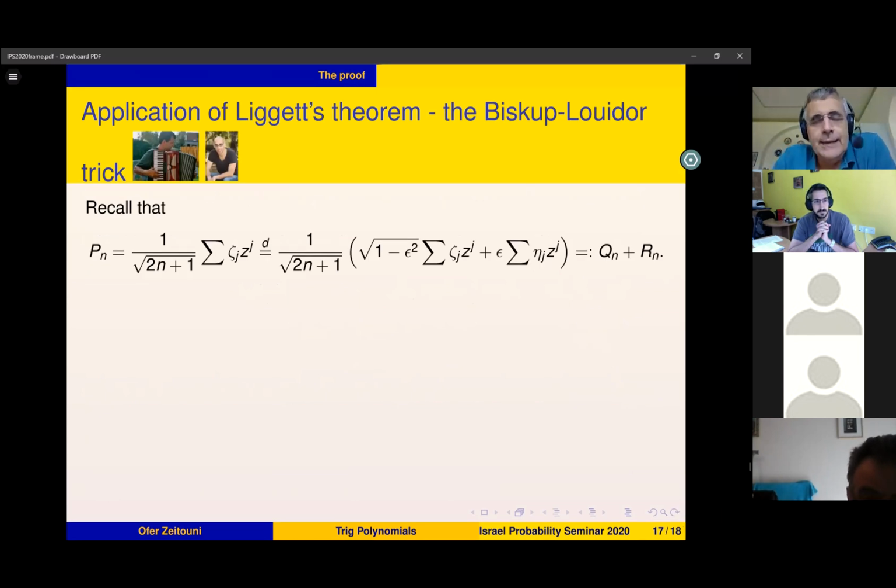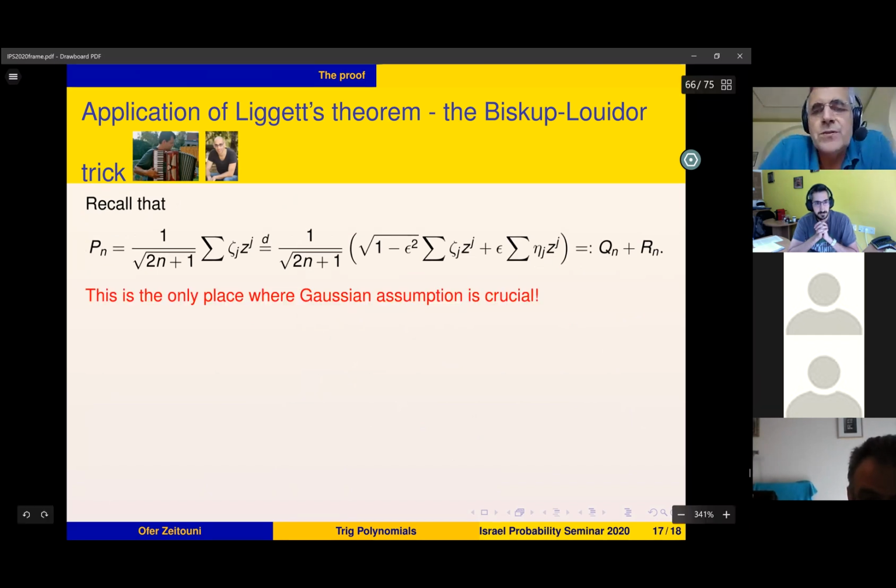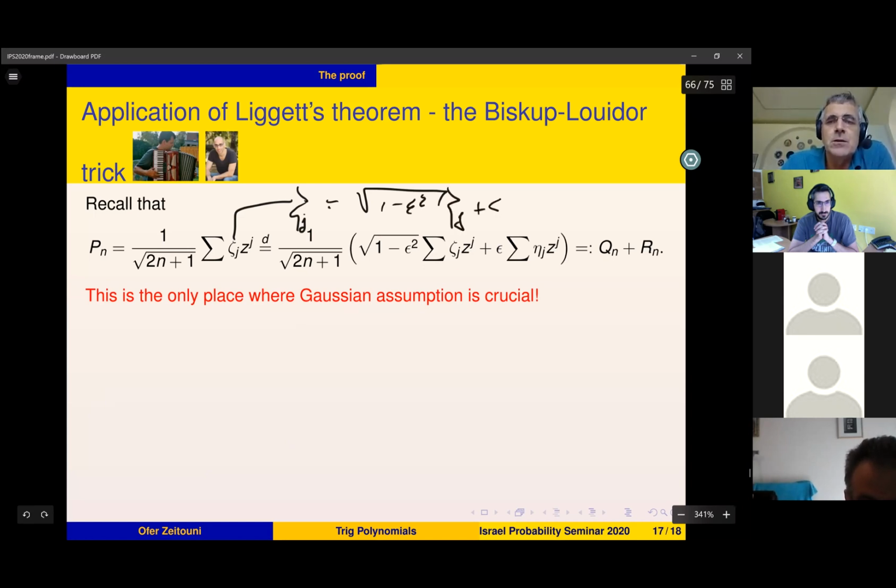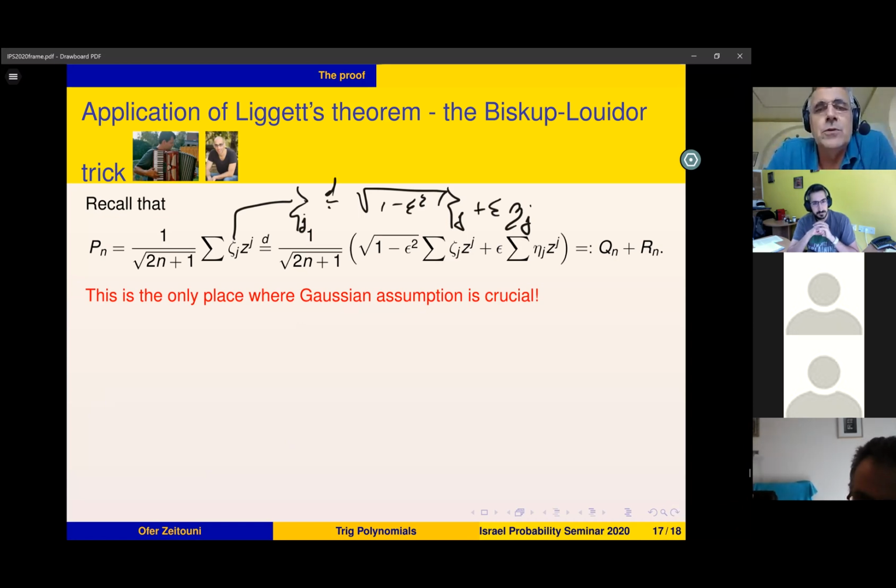Good. And now comes the Biskup-Louidor trick, and now comes the place where we are going to use the fact that my coefficients are Gaussian. How? I'm simply going to write my zeta j as square root of 1 minus epsilon square zeta j plus epsilon eta j. This equality is in distribution. I can decompose a Gaussian variable into a sum of 2 Gaussian variables with the proper variances. So I get my Pn as a sum of a Qn and an Rn, where Rn is independent of Qn.